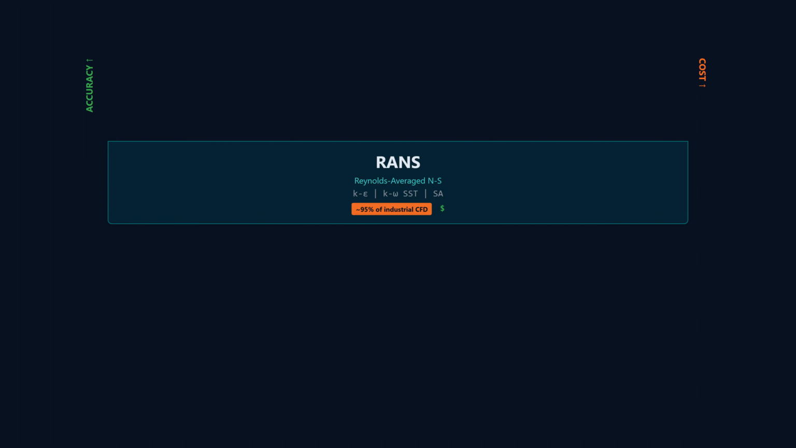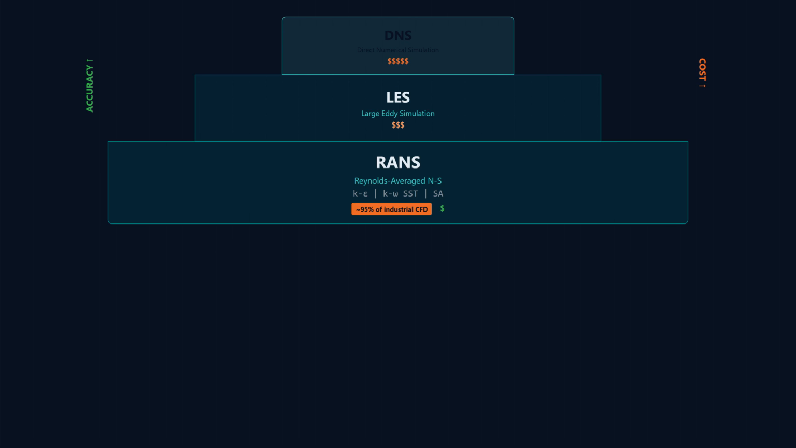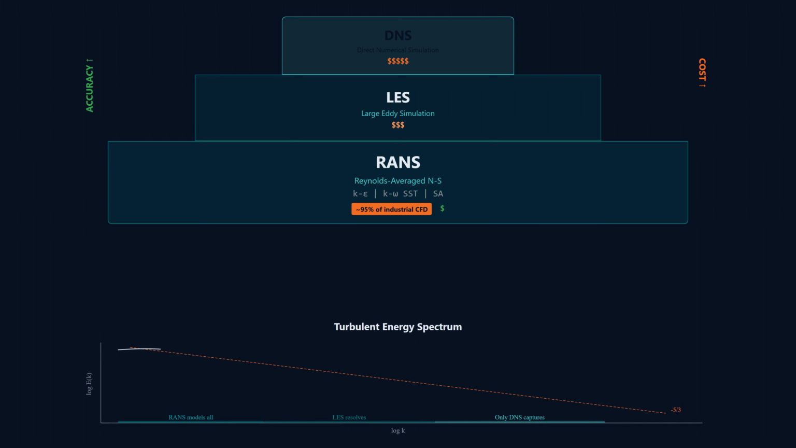Most engineering flows are turbulent, chaotic, multi-scale, and fundamentally unpredictable at the smallest scales. Solving the full equations at every scale is direct numerical simulation, and the cost scales with Reynolds number cubed. For an aircraft wing at cruise, you'd need more computing power than exists. So we model.